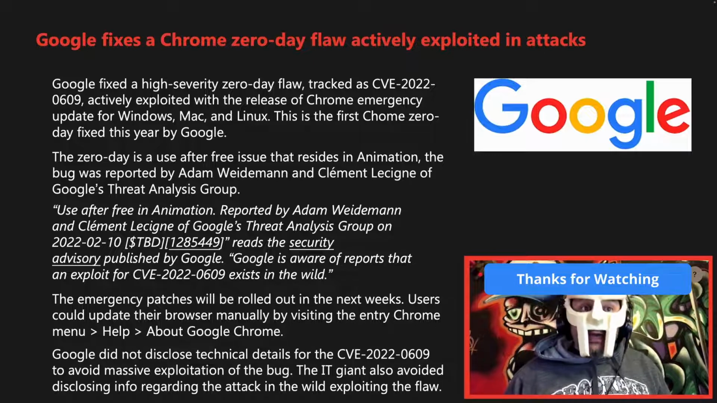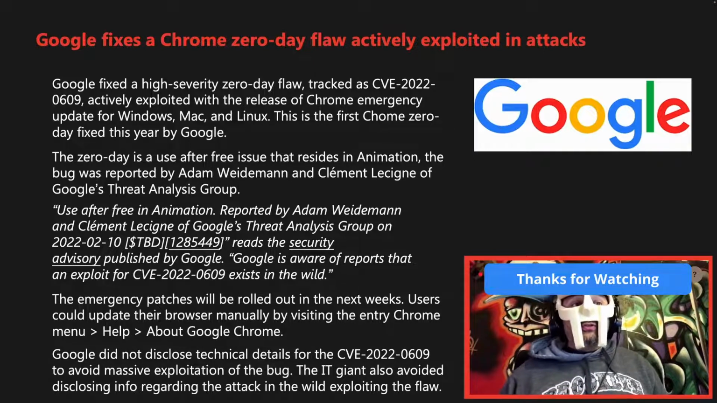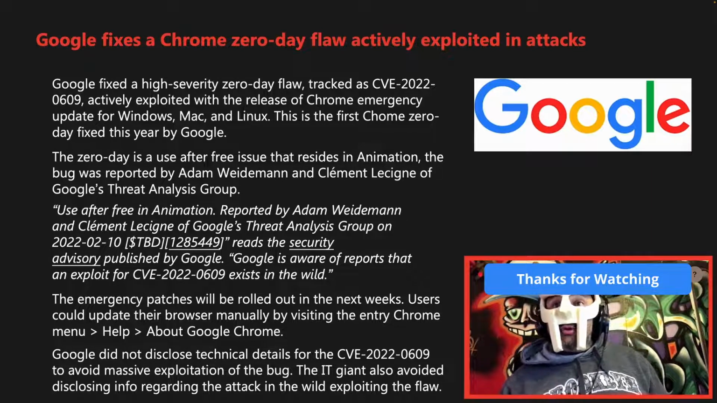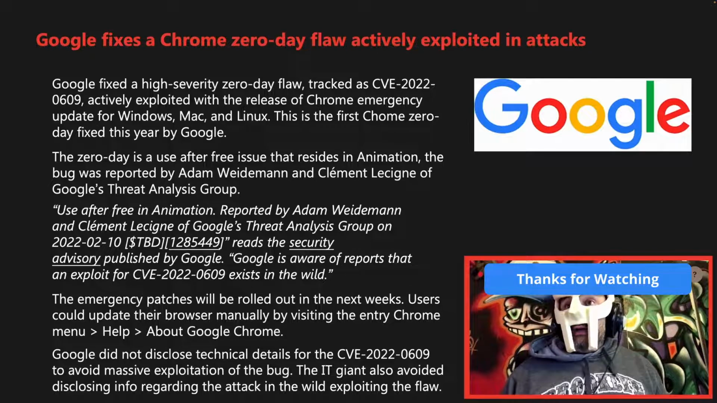Google did not disclose technical details for the CVE-2022-0609 vulnerability, to avoid massive exploitation of the bug. The IT giant also avoided disclosing info regarding the attack in the wild exploiting the flaw. Access to bug details and links may be kept restricted until a majority of users are updated with the fix.